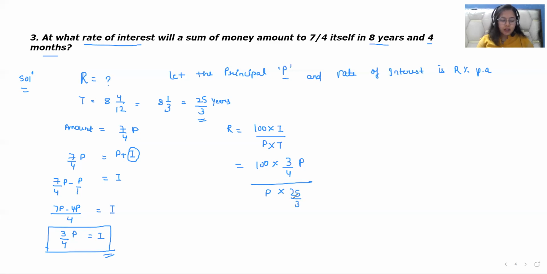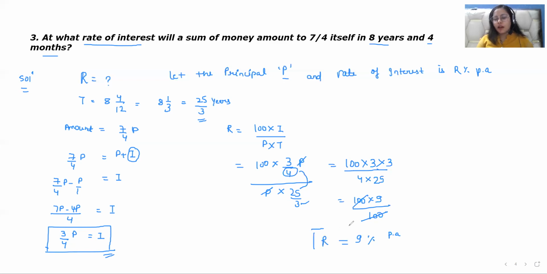25/3 years. After solving it, we eliminate P by P and we write it as 100 over 3 and multiply, this 3 comes in numerator and this 4 comes in denominator. 4 multiply 25 is 100. We eliminate 100 by 100. So we'll get 9. So we get 9% per annum. Our rate of interest is 9% per annum.